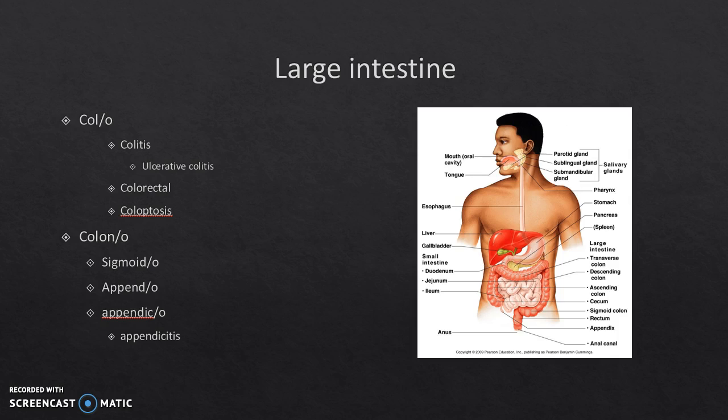You've got the sigmoid, you've got the appendix, and then we're going to talk about the last parts here in just a second. But one of the most common things that we hear about all the time is appendicitis. This is lower right quadrant pain in your belly. You can see the appendix right down here, and this is what gets inflamed.